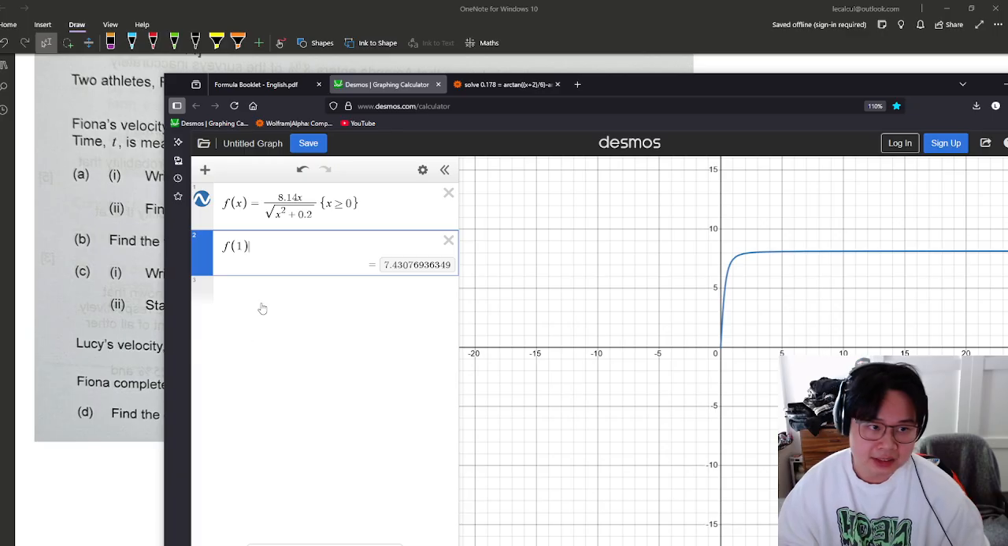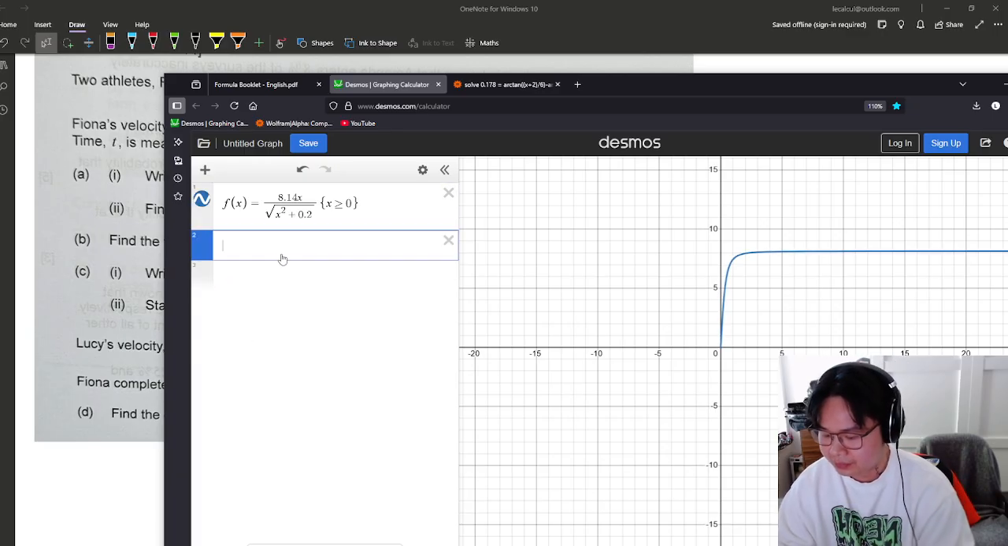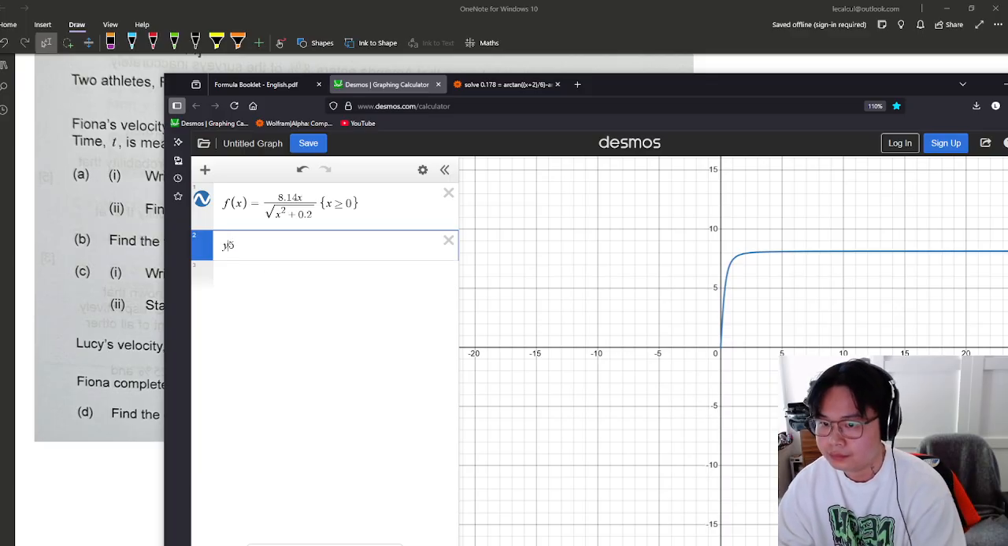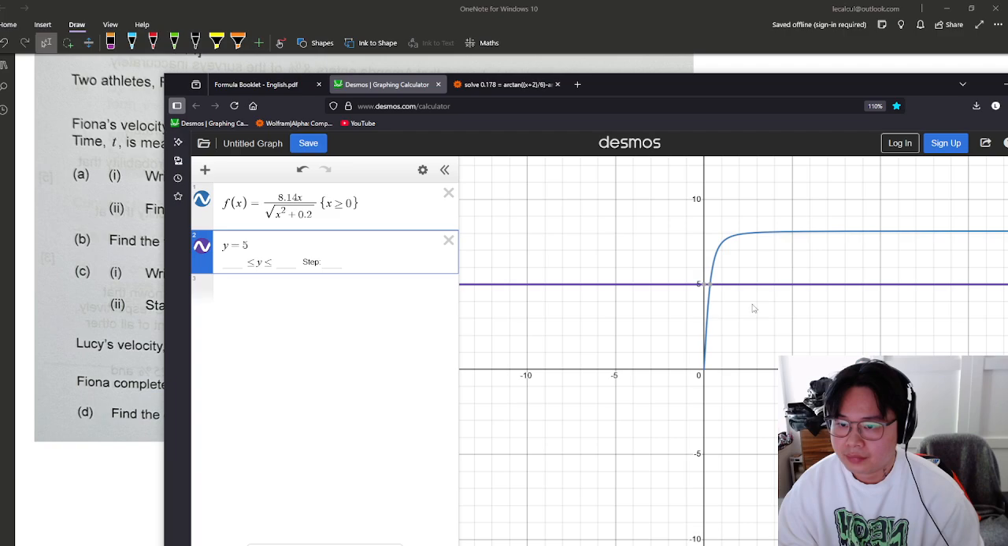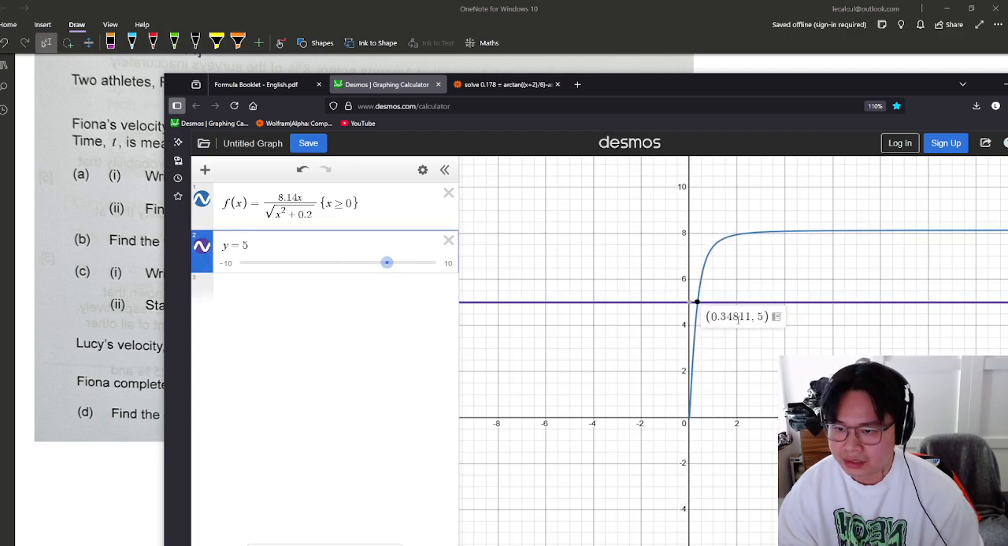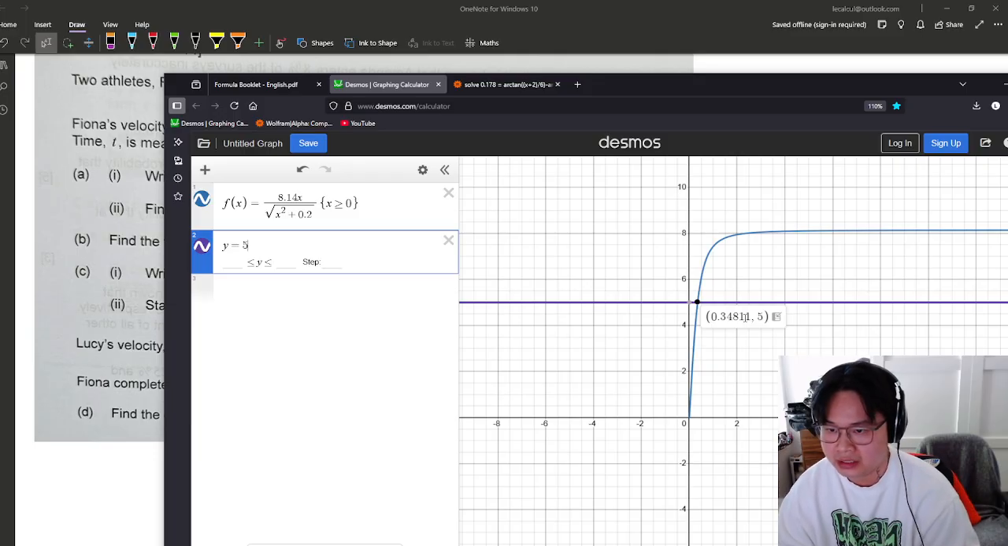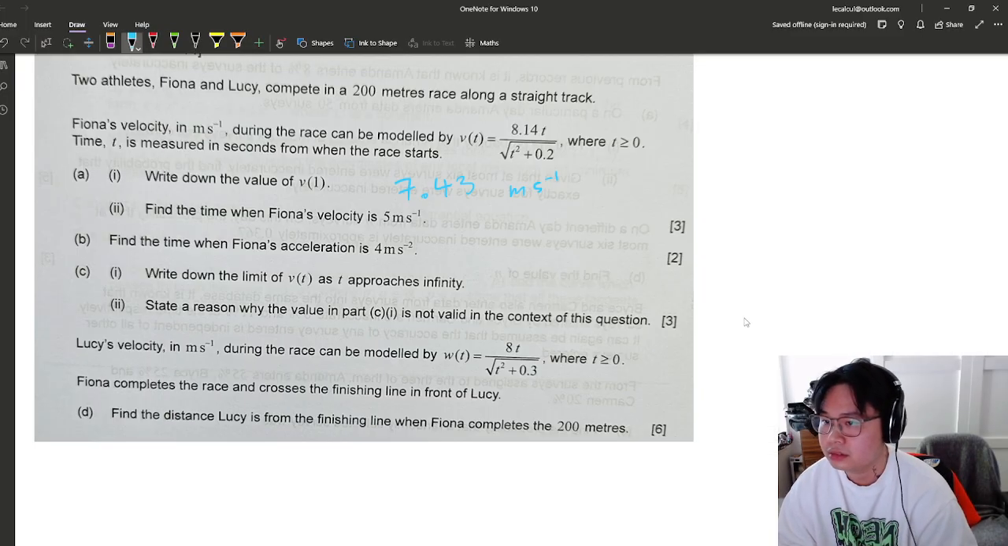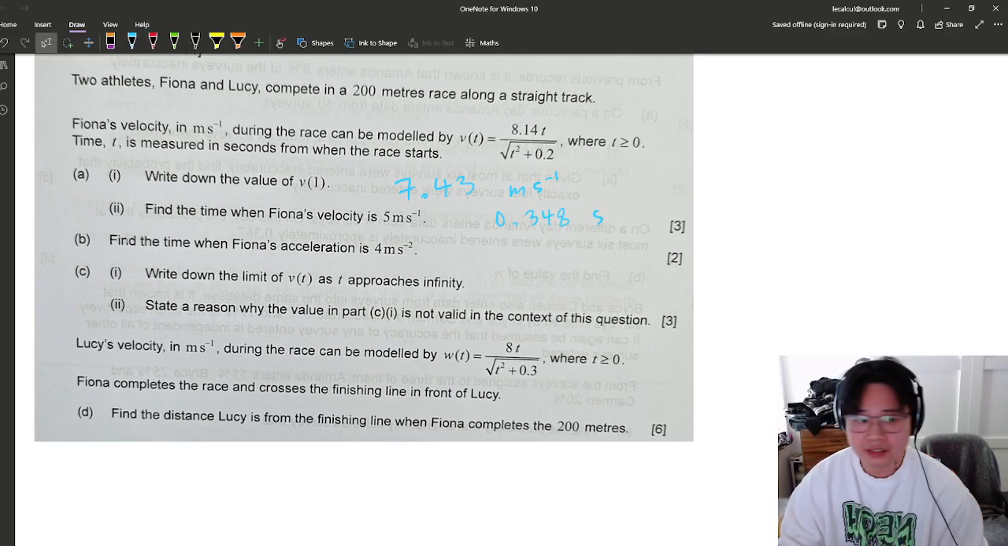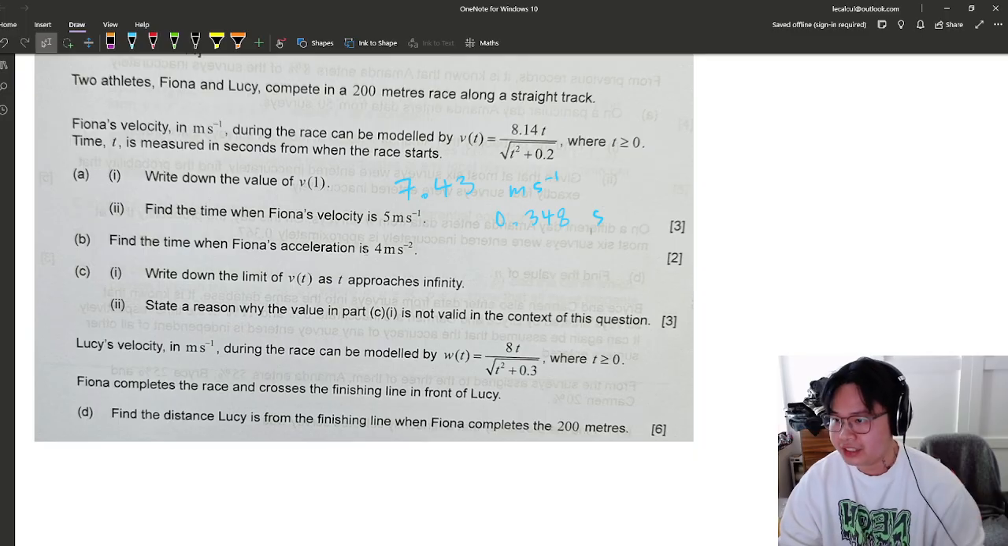So lots of ways you can do this. You can just make this equal to 5 and equation solve it. I can graph the value 5, and then I can find the intersection. So this x value is when Fiona's velocity is 5.348. Then we need to find the time that Fiona's acceleration is 4 meters per second squared.